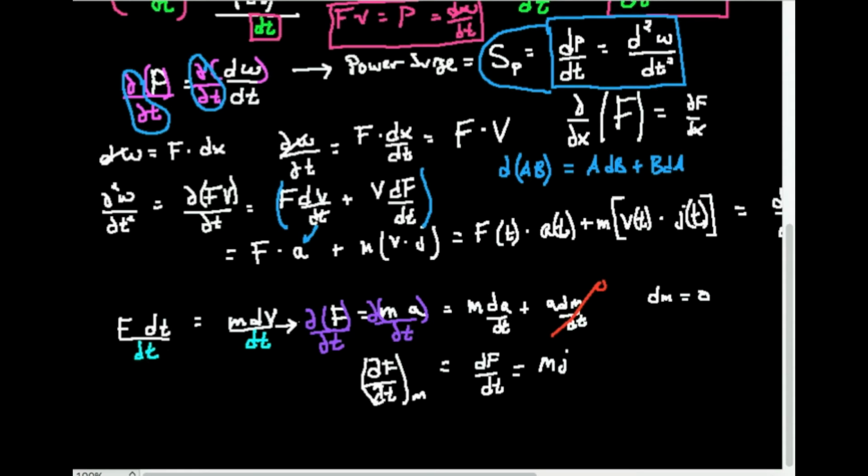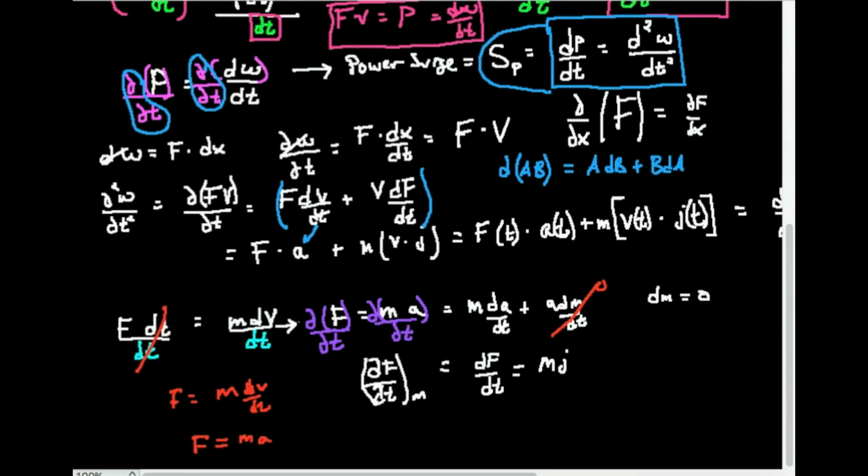Let's divide both sides by dt. That's going to cancel this dv, and I'm going to get that F is equal to m dv/dt. That's just back to Newton's second law. Force is equal to ma.